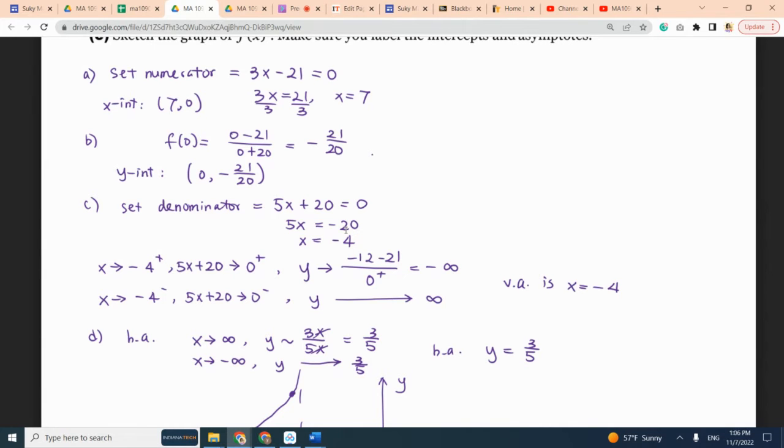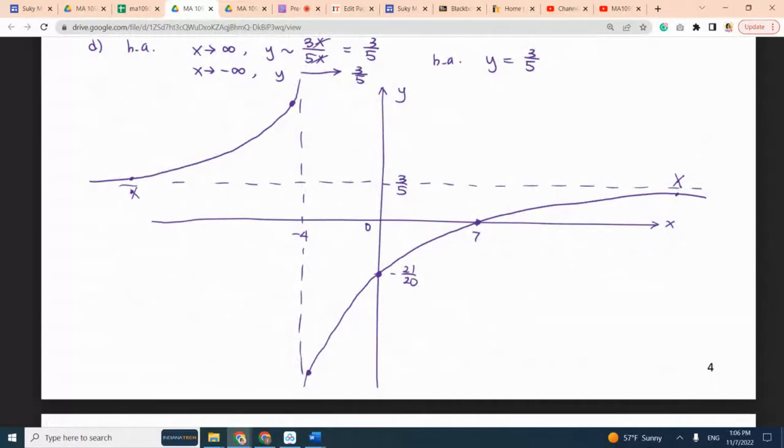And then, yeah, here when x goes to infinity and x goes to minus infinity, y behaves like 3/5. So the horizontal asymptote is y equals 3/5. And then you use this information, you can draw the graph. So this is the x-intercept, this is the y-intercept, this is the vertical asymptote.